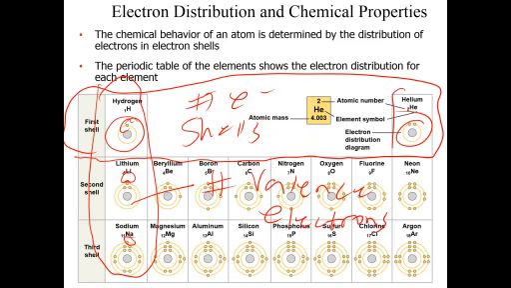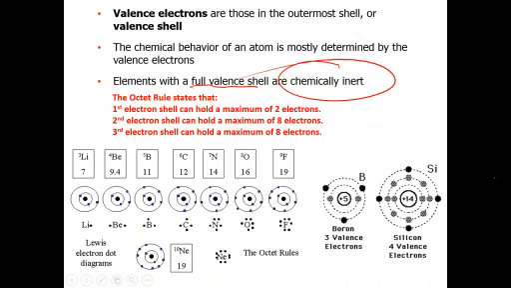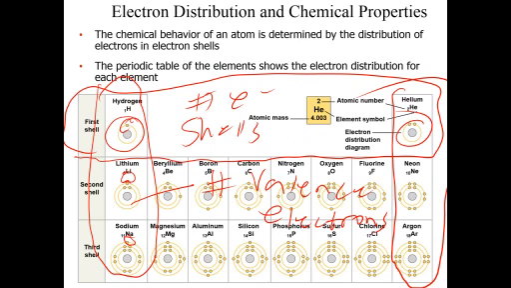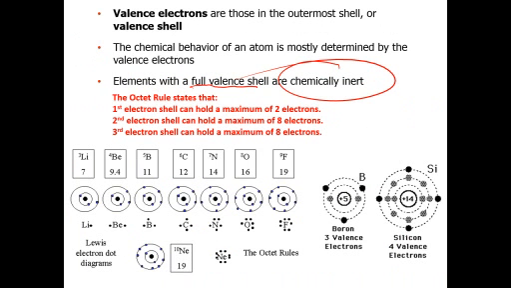Let's look at helium, neon, and argon. Helium, neon, and argon all have a full valence shell. Helium has 2 electrons in its first shell, neon has 8, and argon has 8 as well. So it has a complete outer shell. It has a complete, what we call, octet. So, the octet rule is basically about the number of electrons that can be found in each orbital, or shell.